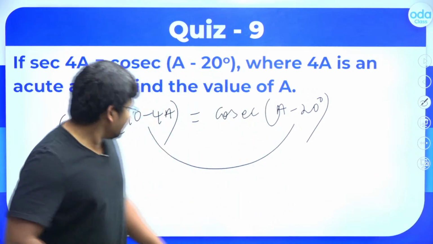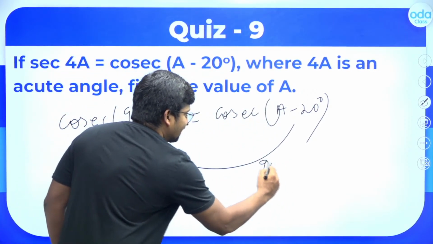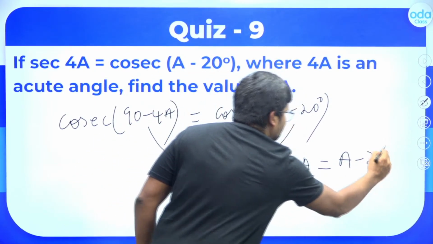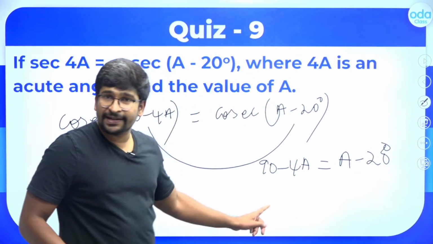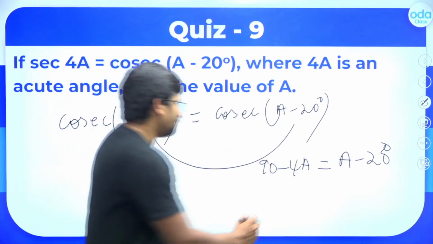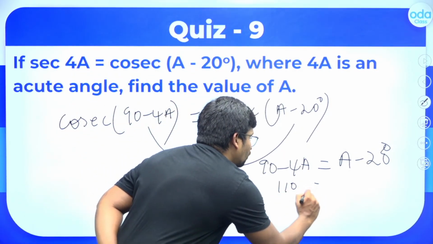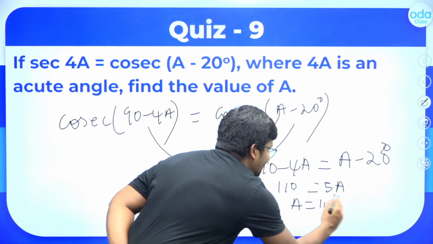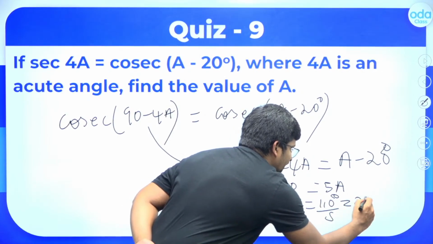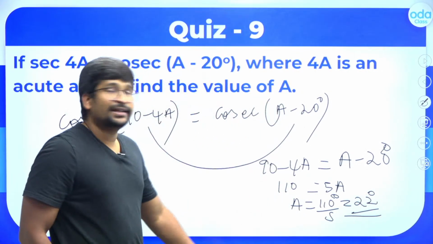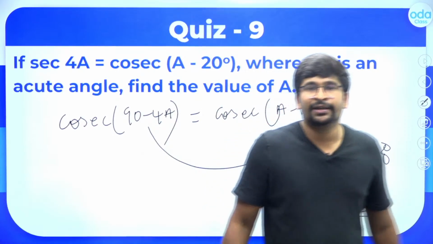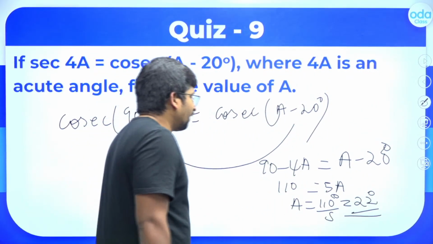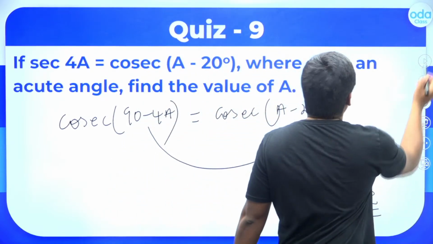So can't I say 90 minus 4A will be equal to A minus 20? You can write like this. 90 minus 4A is A minus 20. That means 110 is equal to 5A. That implies A is 110 degree divided by 5, which will be 22 degree will be the answer. The A value has to be 22 degree. I hope it is clear to each and everyone here. Okay, so A value will be 22 degree from this.